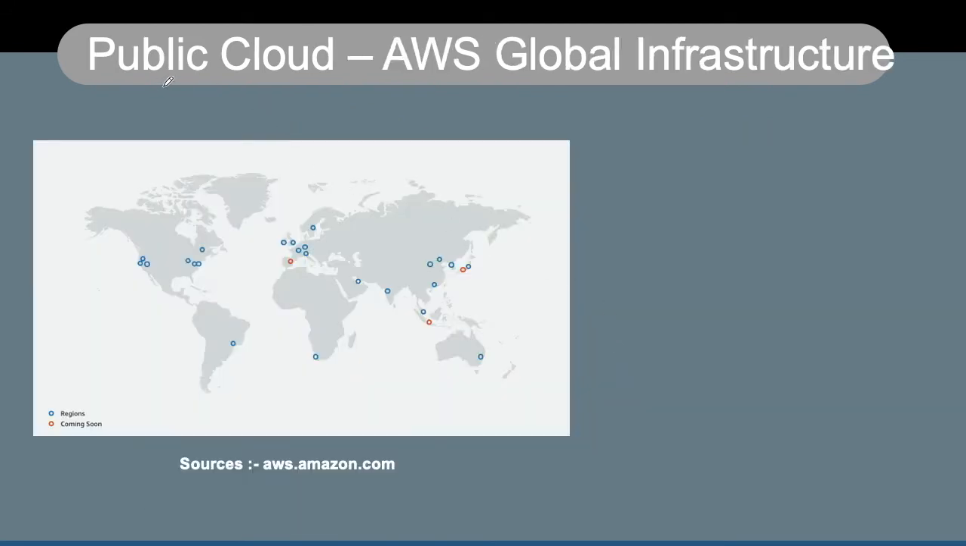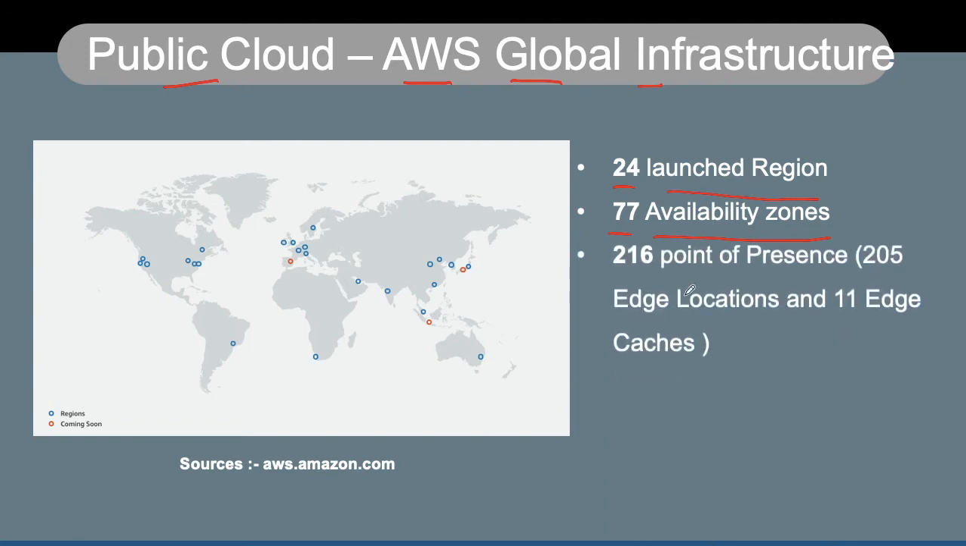Take the public cloud example of AWS, the leading cloud computing company. It has a global infrastructure with 24 different regions, and in those regions it has 77 availability zones. Every region typically has 2 or more availability zones. Whenever one availability zone fails, another availability zone will be available, and your data is replicated across availability zones so that you never lose your data. It has 216 points of presence, which are like edge locations, and 11 edge caches. We will talk more about it in our AWS course.